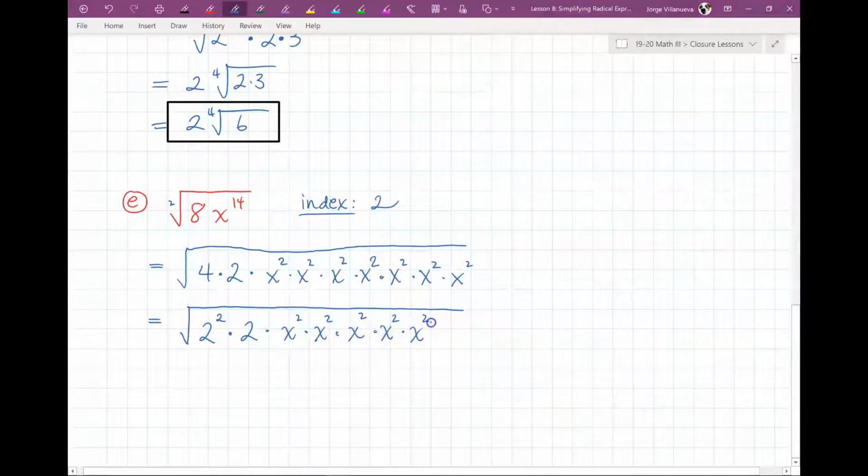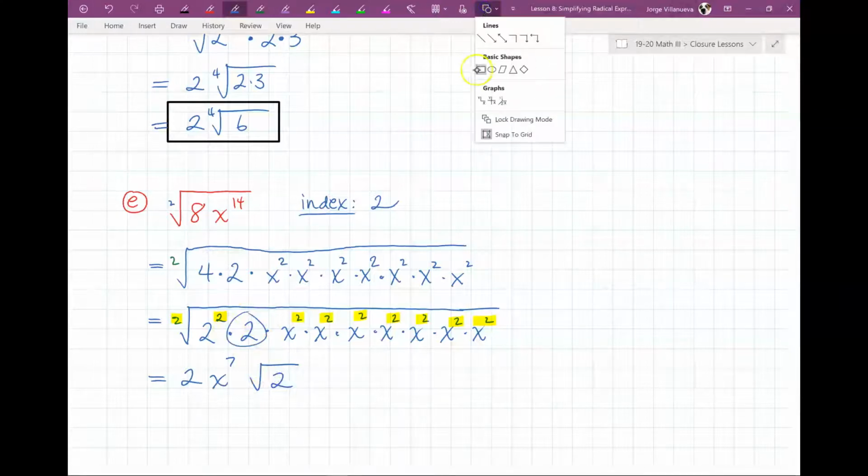So just give me a second here. I'm just trying to write this out. So, all right, since my index is a 2, then that means this matches that, and that, and that. So a 2 is going to come out. And then a total of 1, 2, 3, 4, 5, 6, 7 x's. That's x to the 7th. And the only thing left is this 2 in there. So it's going to be square root of 2. And that would be my answer.